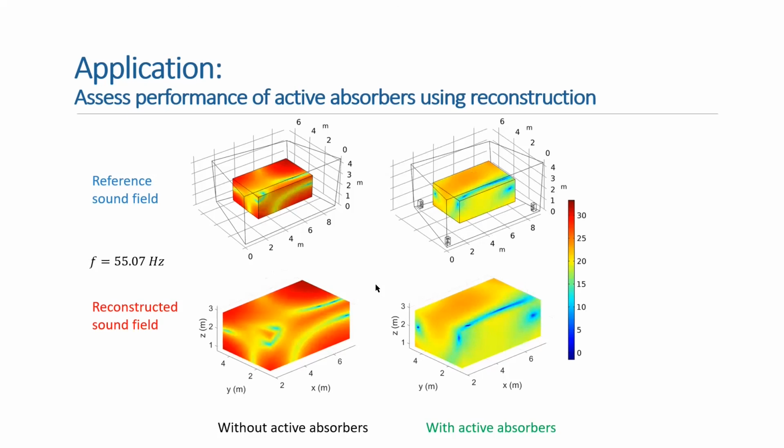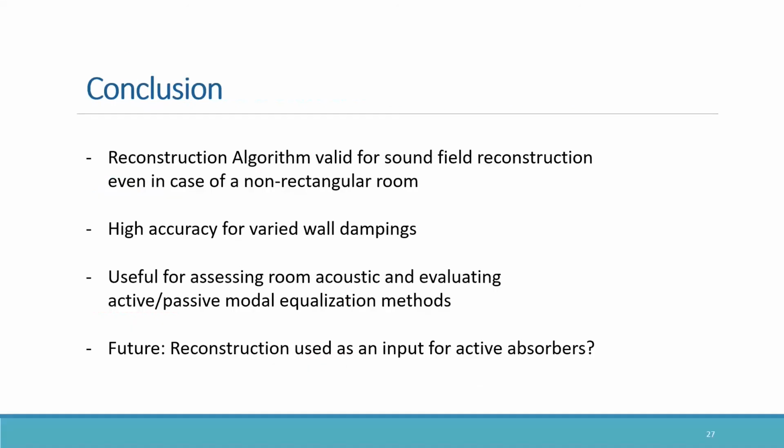This is another example at a different frequency, and as you can see, the results are also the same. This proves that our framework can be used effectively to assess spatially the performance of active absorbers. In conclusion, we have shown that the reconstruction algorithm is valid for sound field reconstruction, even in the case of a non-rectangular room. We have also been able to achieve high accuracy for varied wall dampings. We have also shown that the reconstruction framework is very useful for assessing room acoustics and also to evaluate active or passive modal equalization methods.